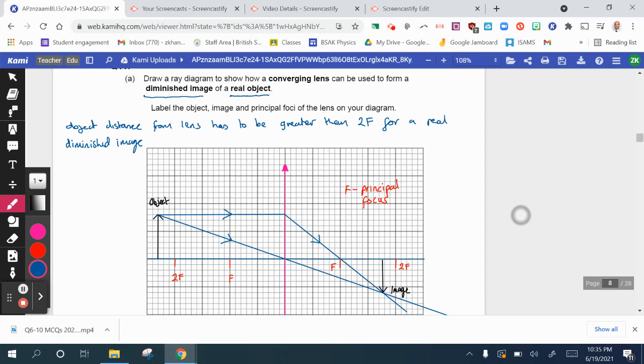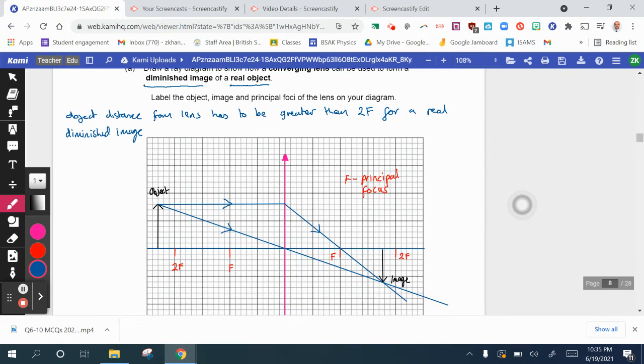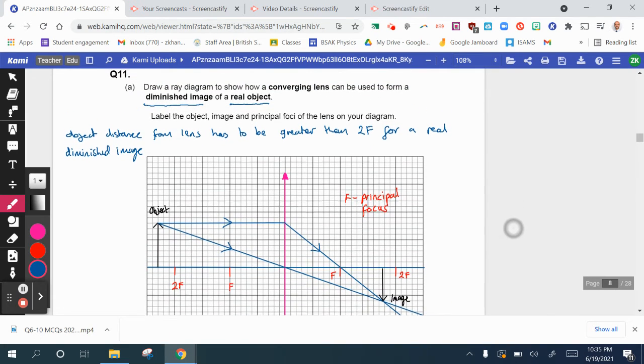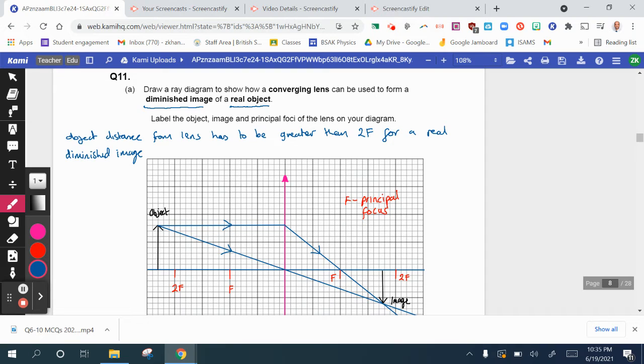Neither of these are what the question's asking for, so you really need to know your ray diagrams before you start this question. If you are doing trial and error, you will find that a lot of time is going to be wasted trying to figure this out. Then you'll have to rush the latter questions.